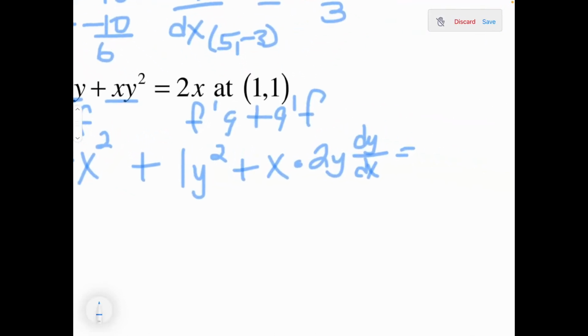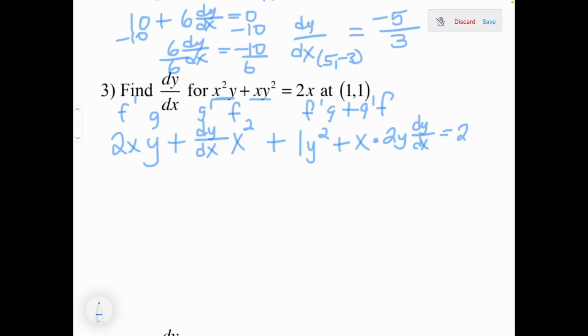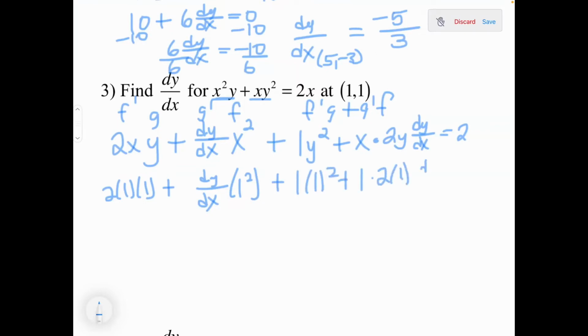we've got 2x on this right side this time. We had 0 earlier, not 0 now. We had a constant like 25, and the derivative of that number was just 0. But the derivative of 2x is not 0. It's 2 dx/dx, and we don't have to write the dx/dx this time. All right, at this point, we can just plug in (1, 1). So we get 2 times 1 plus dy/dx times 1 squared plus 1 times 1 squared plus 1 times 2 times 1 times dy/dx equals 2.